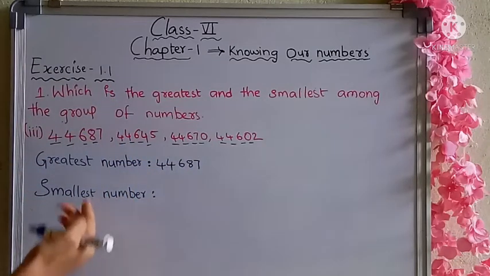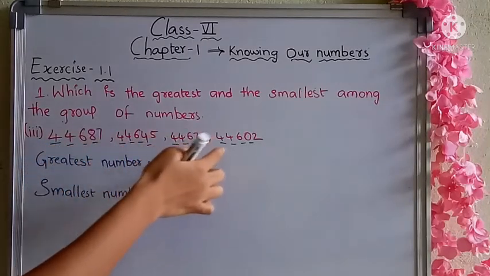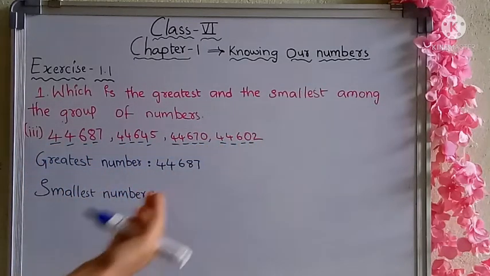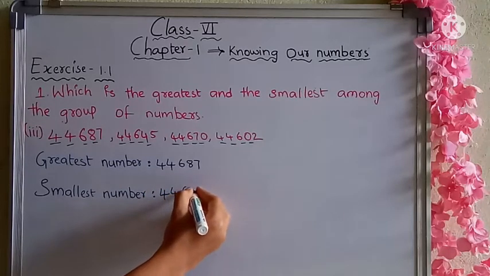And the smallest number is, from 8, 4, 7 or 0, which one is the smaller? Yes, it's 0. So we can say that 44,602 is the smallest.